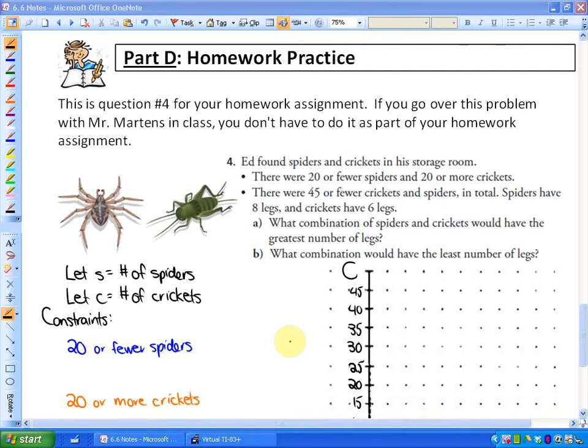Right, and this is the final lesson of Chapter 6. If you're one of my students, you're in your study guide. It's titled Homework Practice. We're just going to investigate an optimization problem from your homework. This is question number 4 for your homework assignment.